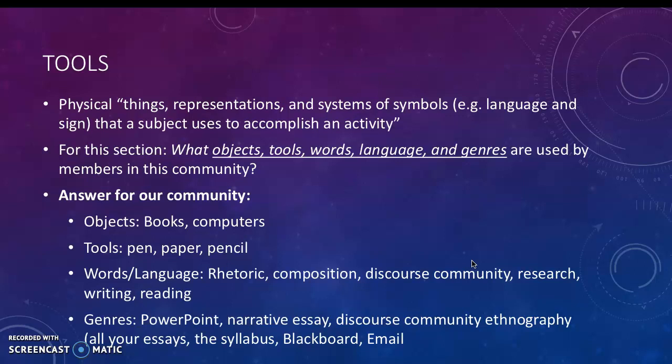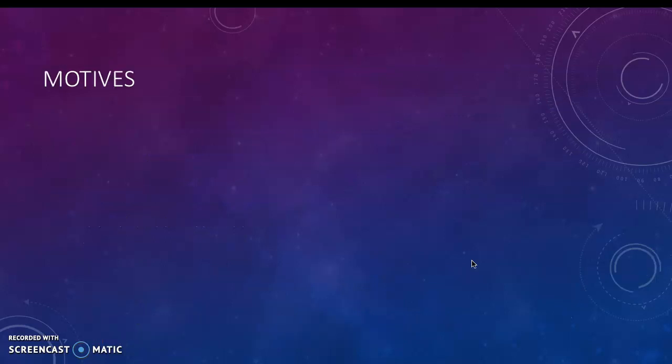Our syllabus is a genre. It's a document that's given as an agreement between you and myself to follow what's due for the weeks to come and the weeks of the past. Blackboard is a genre. Email is a genre. So we have many examples for tools for the triangle.